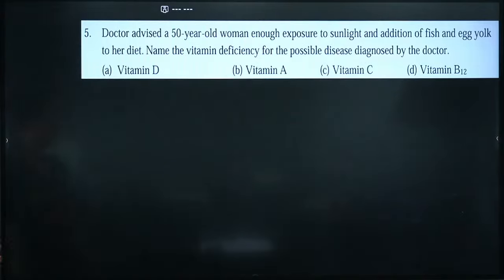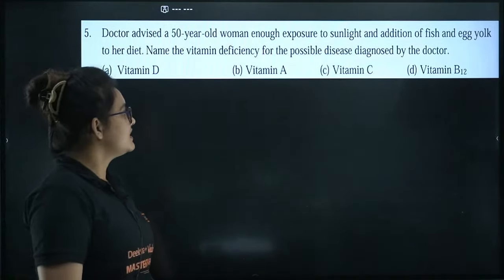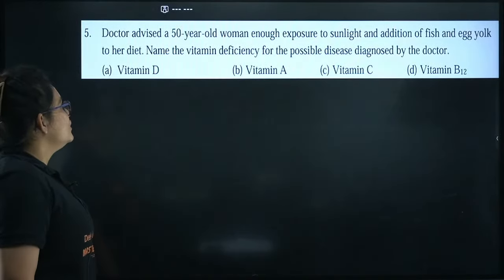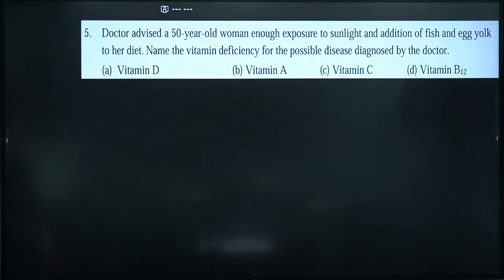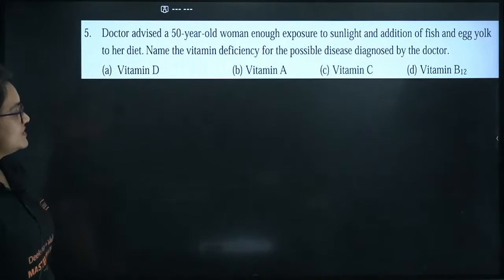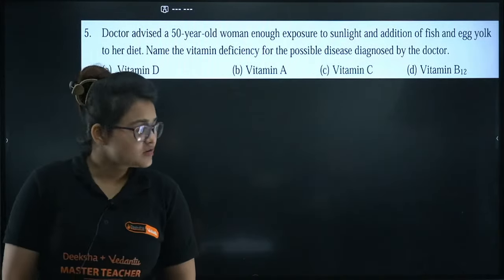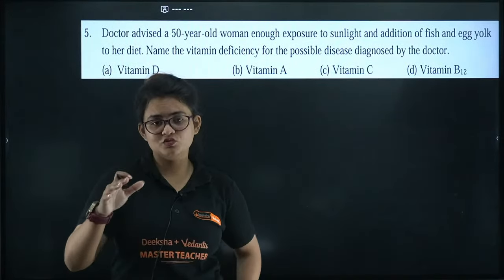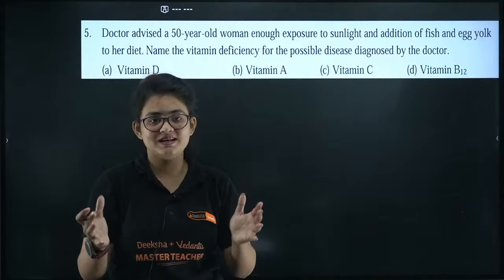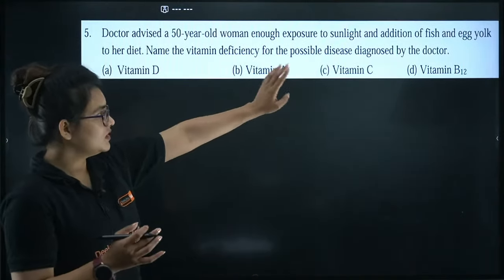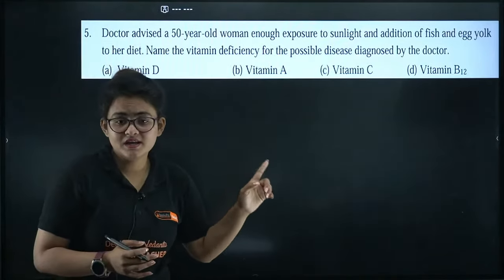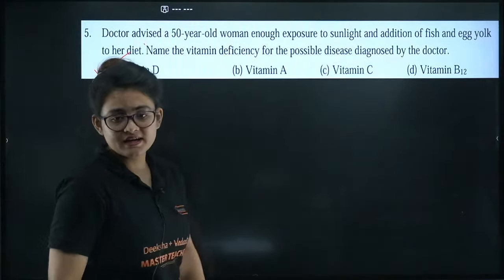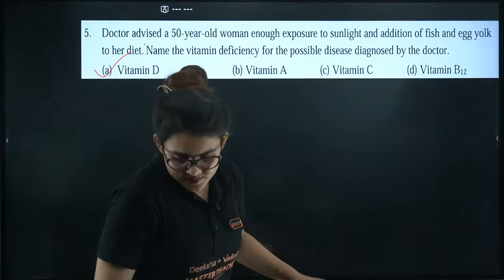A doctor advised a 50-year-old woman to get enough exposure to sunlight and add fish and egg yolk to her diet. Name the vitamin deficiency for the possible disease diagnosed by the doctor. Whenever they say you need to be exposed to sunlight and need this type of food, then definitely it is vitamin D deficiency, right? Because in the presence of sunlight vitamin D can get synthesized. Okay, let's proceed.